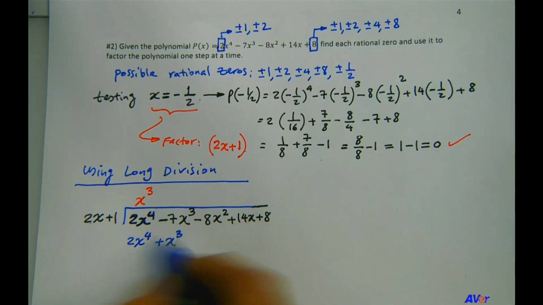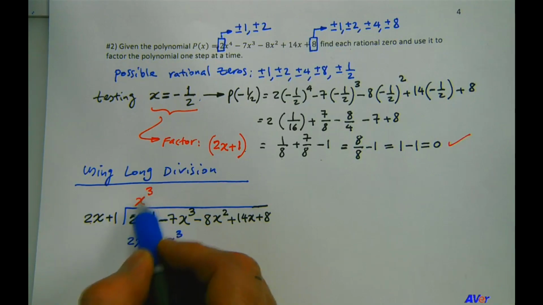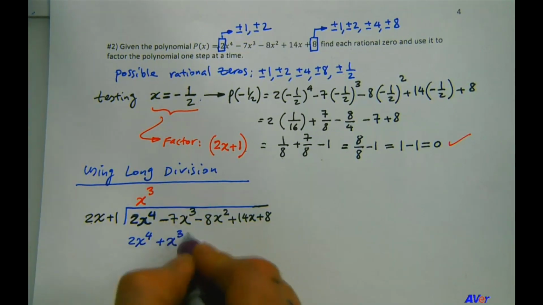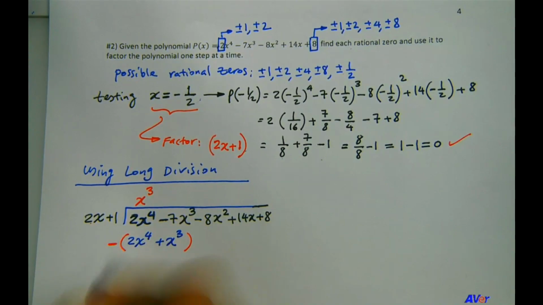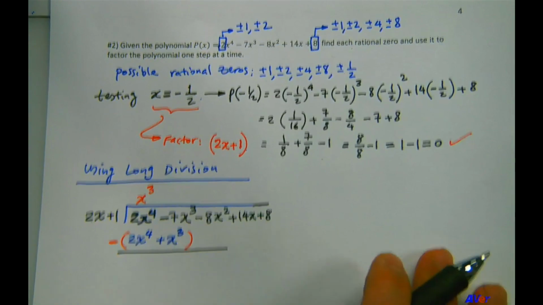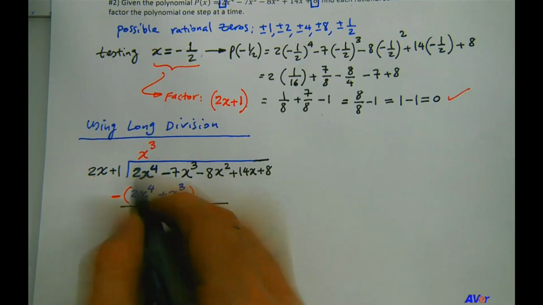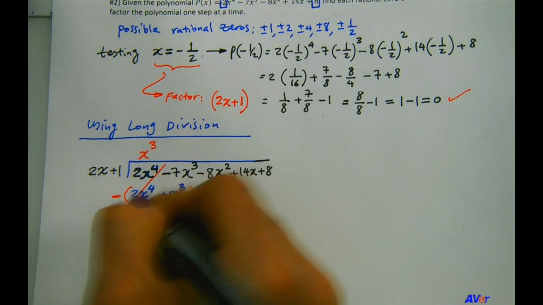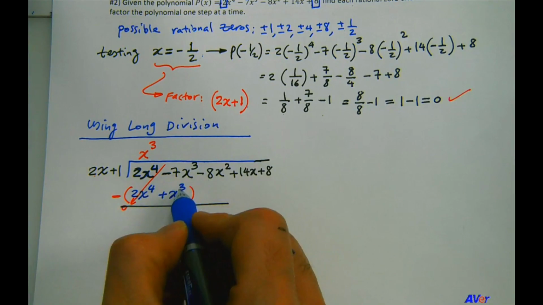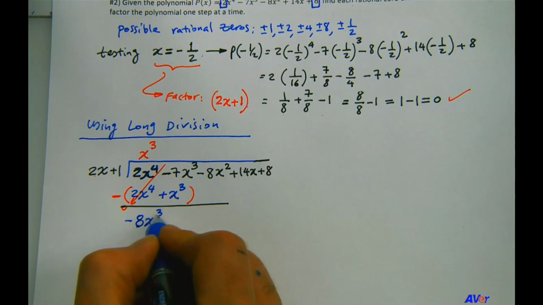As soon as you run out of terms in the divisor to multiply by this term in the quotient, put parentheses around those terms and put a minus in front. Now let's subtract. 2x to the 4 minus 2x to the 4 will be 0. Minus 7x cubed minus x cubed, that's minus 8x cubed, right? Minus 8x cubed.